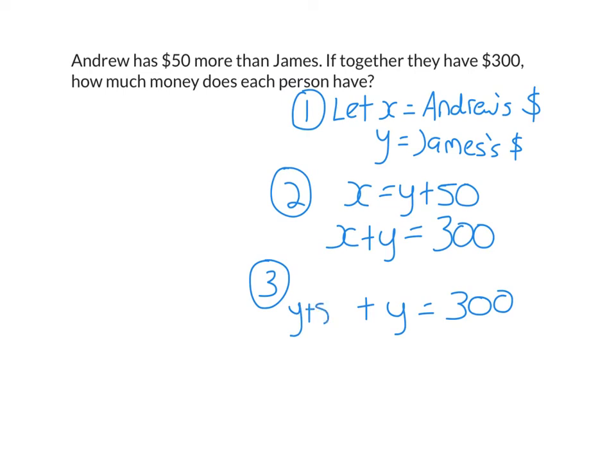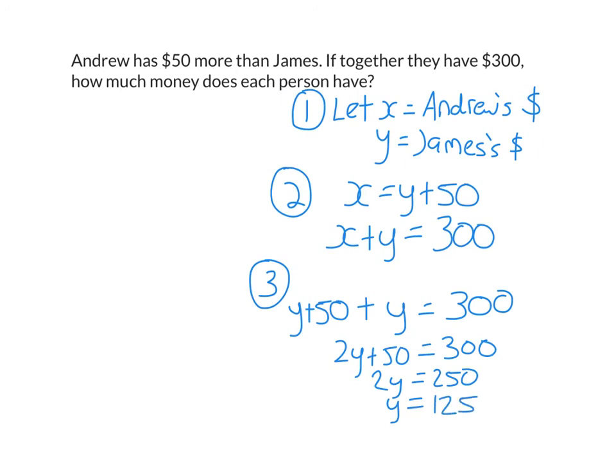Once again, we now have just one equation with one variable. So 2y plus 50 equals 300. You know how to solve this. We're going to subtract 50 from both sides, and then we're going to divide each side by 2. So y is 125, and of course x is just y plus 50, it would be 175.